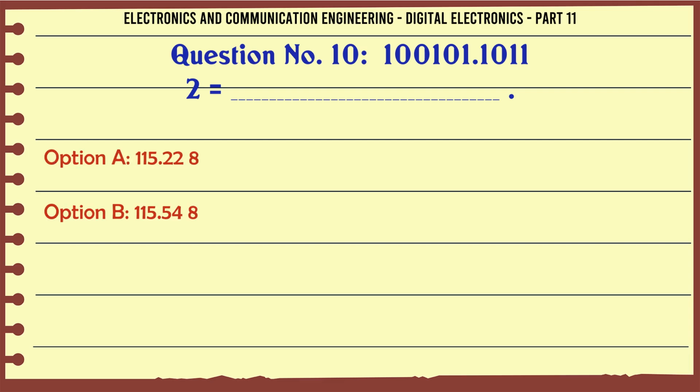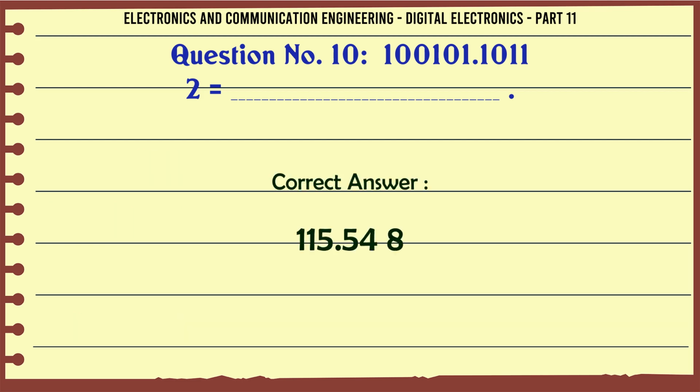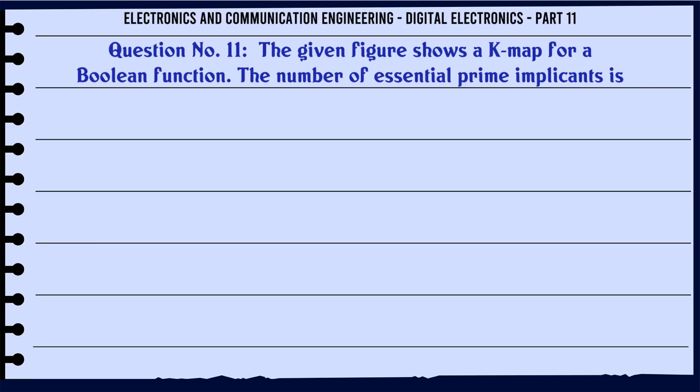1101.1011 in base 2 equals: A, 115.22 in base 8. B, 115.54 in base 8. C, 215.54 in base 8. D, 100.01 in base 8. The correct answer is 115.54 in base 8.